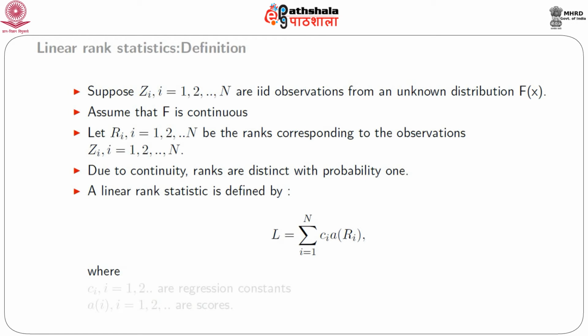Suppose Zi, i running from 1 to n, are IID observations from an unknown distribution F, and we assume that F is continuous. Let Ri be the ranks corresponding to the observations Zi. Due to continuity, ranks are distinct with probability 1. A linear rank statistic is defined as L, which is the sum of Ci multiplied by A of Ri, summing over i from 1 to n, where Ci are known as regression constants and Ai are known as scores.